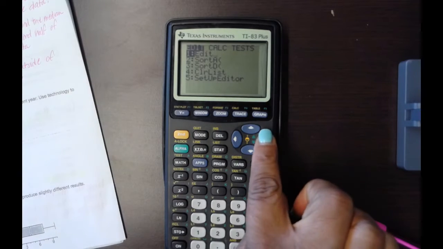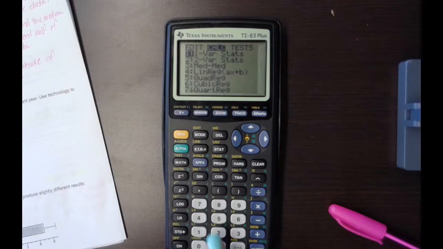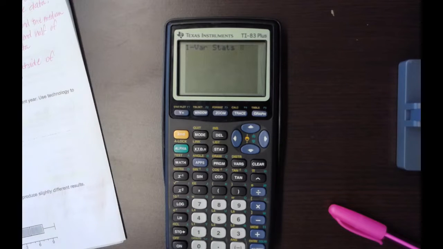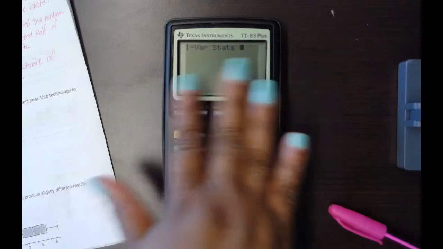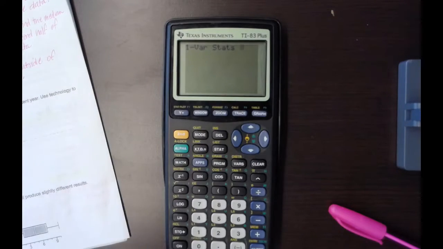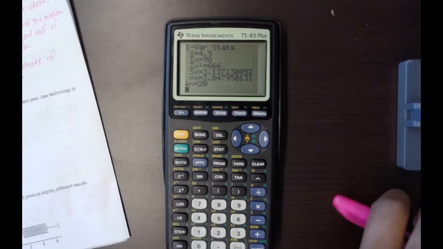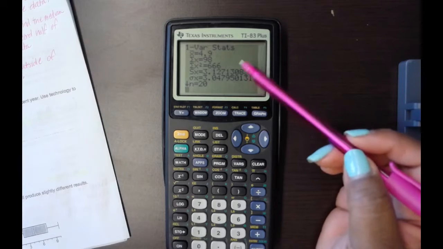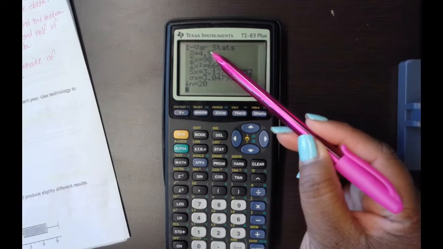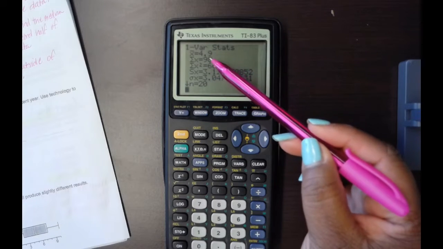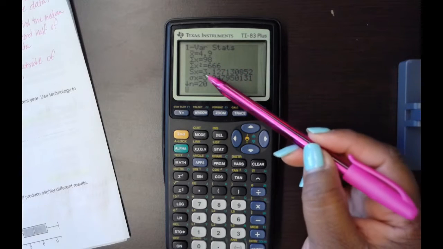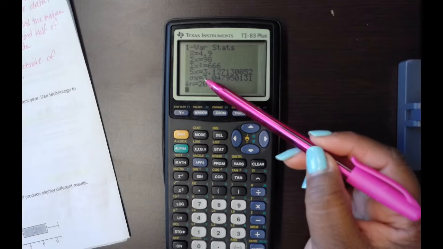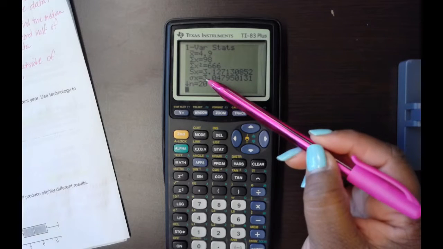Now I want to go over to Calc. I want option 1. I only have something in one list, so I don't have to tell it what list to pull from. So I'm going to press Enter. Remember, this screen gives us several pieces of information. Here we have, if we needed the mean, we have it. Here we have the total of the numbers. Here we have the sample standard deviation. Here we have the population standard deviation.